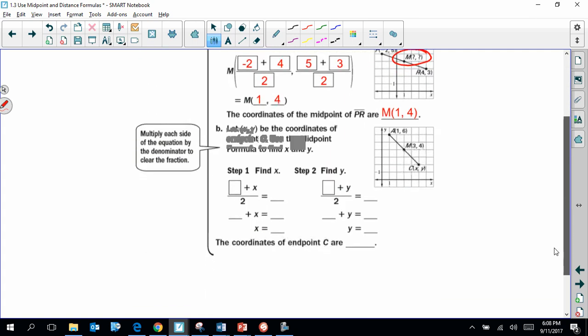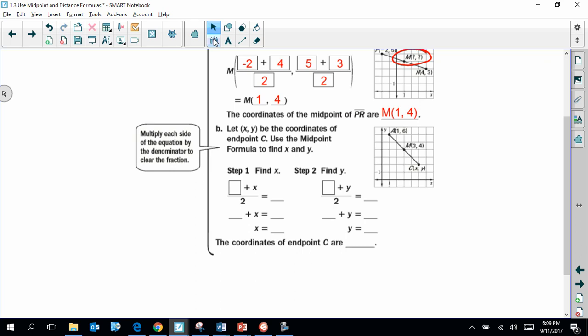Now, most students are not going to have a very difficult time using the midpoint formula if I give you both endpoints and ask you to find where the midpoint is. However, if I change it up just a little bit and say, here's one endpoint and here's a midpoint, tell me where the other endpoint is, a lot of students will struggle with that for some reason. It's the same concept, same formula that we're working with, and that's what we see here.